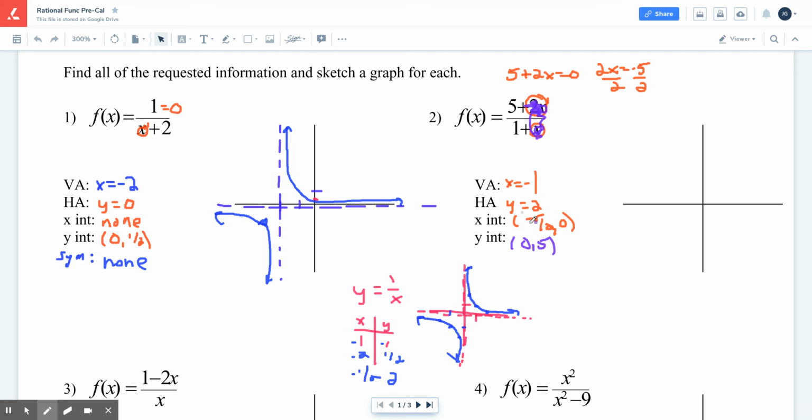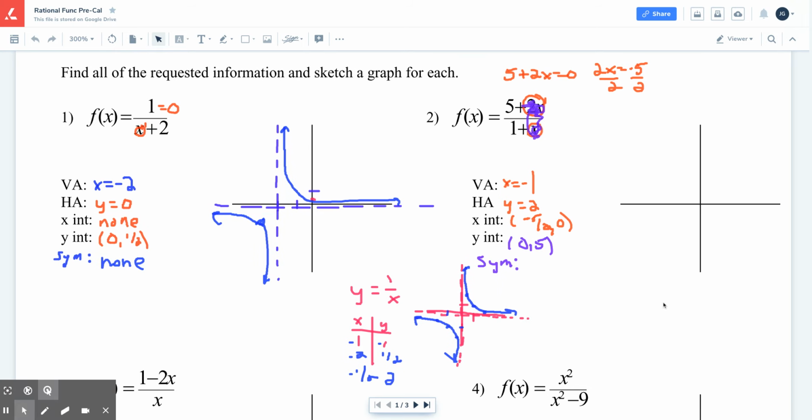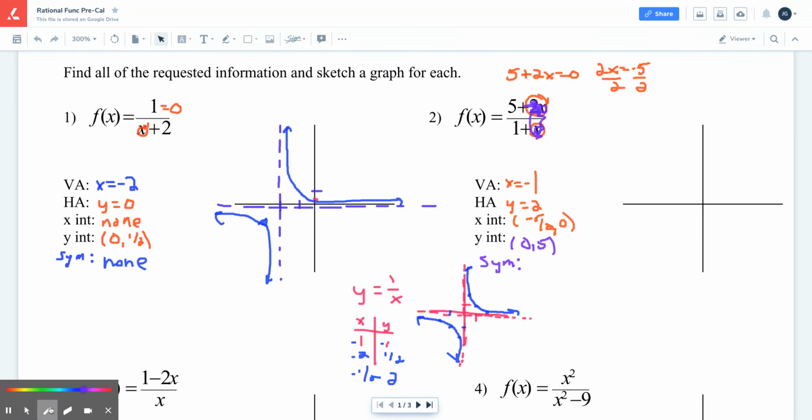So we have all four of those things. We will talk about symmetry after we graph. So x equals -1, y equals 2, (-5/2, 0), and (0, 5). All of that comes directly from our note sheet. You always use the same way to find all those things. Now we are going to graph this, going step by step and graphing each individual thing. So y equals 2, there it is. x equals -1, the vertical asymptote is there.